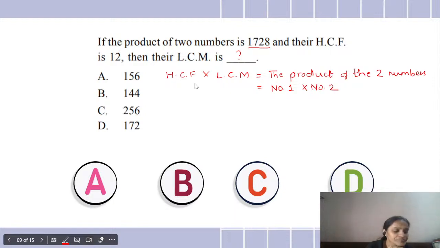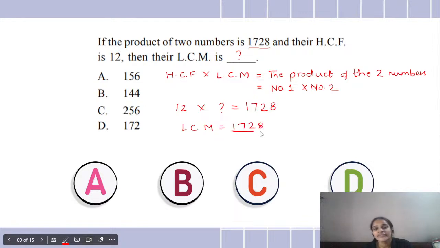So let's quickly find out. We have HCF as 12. We need to find the LCM. And what is the product of the two numbers? We don't know the two numbers, but we have the product. So I can simply write over here 1728. It's very easy, right? So LCM equals 1728 divided by 12, which gives me the answer 144. And the B answer is absolutely correct.